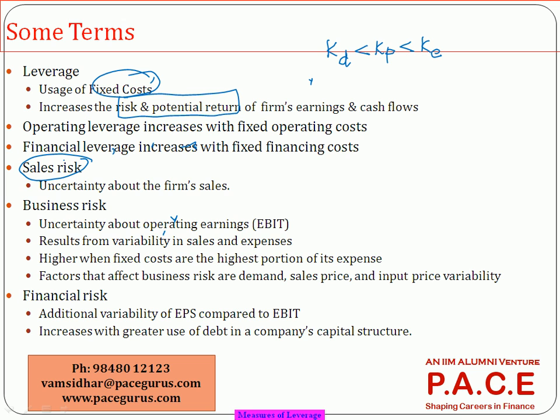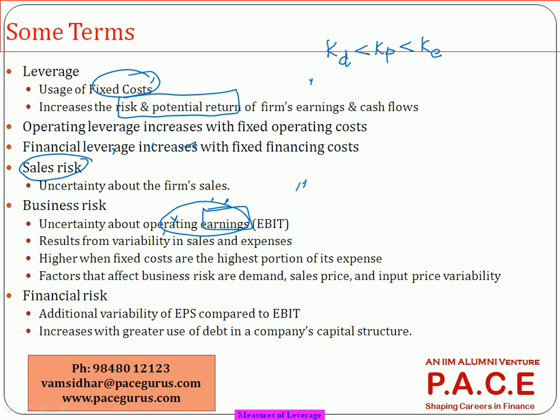So the uncertainty that exists with respect to the sales is what we define as sales risk. The monitoring of the sales risk is very much necessary from a company standpoint, and there should be monitoring of the operating earnings. Operating earnings is nothing but operating profit. In our exam parlance, we typically use the word earnings as a substitute for profits. These two are used interchangeably. Operating profit and operating earnings are one and the same. So, uncertainty about the operating earnings.